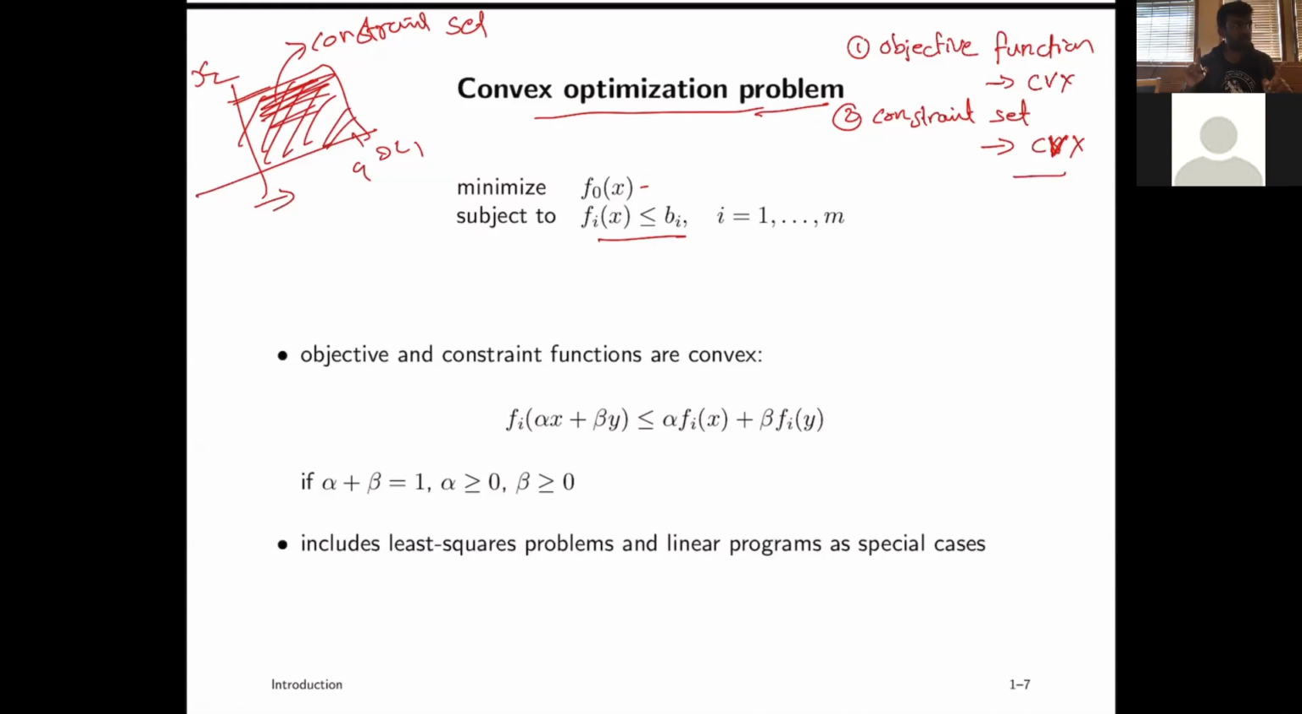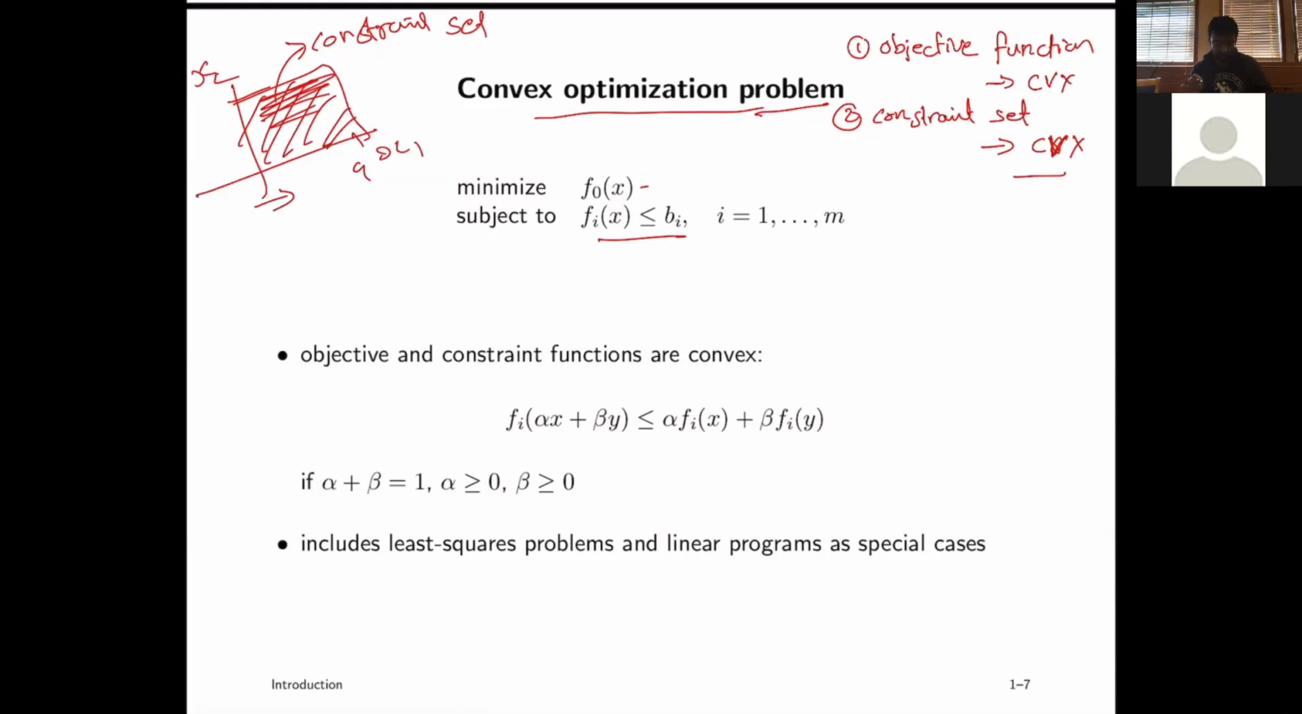So here I'm saying two things: convexity regarding a function, and the other thing is convexity of a set. Okay, so these are two concepts. They are related but two different concepts. So only if these two are satisfied, then we can say that the entire problem is convex.